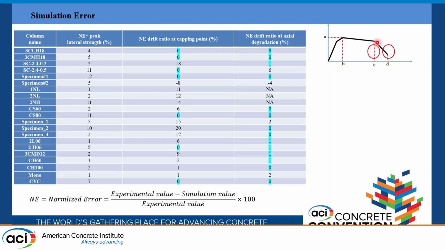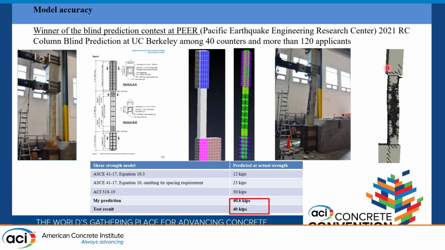This is the point at which the column reaches 80% of its maximum strength. And point D is the point at which the column can no longer handle axial load, in other words, the building collapses. So we are focusing on these two points, point C and point D. We see that the model we developed based on the experiments has a trustable error for point C and point D.